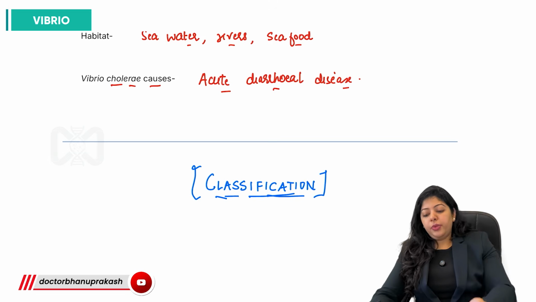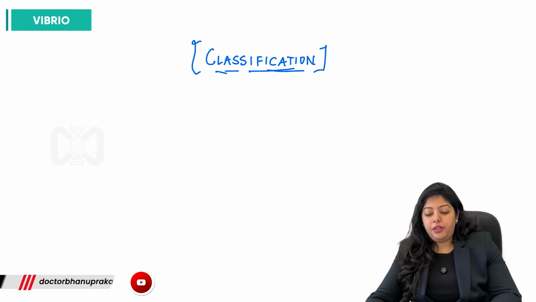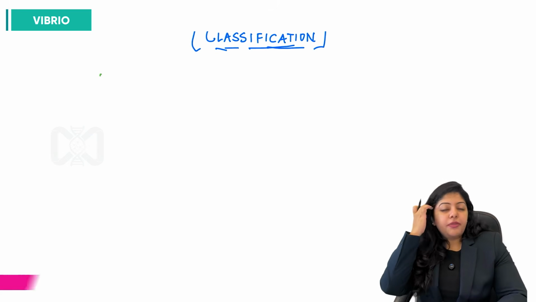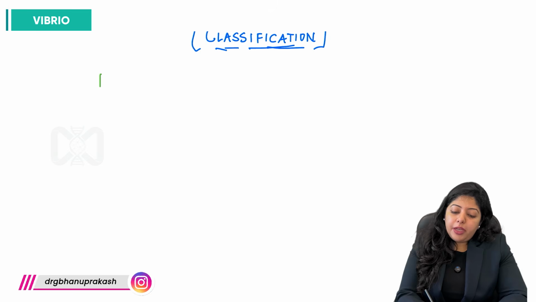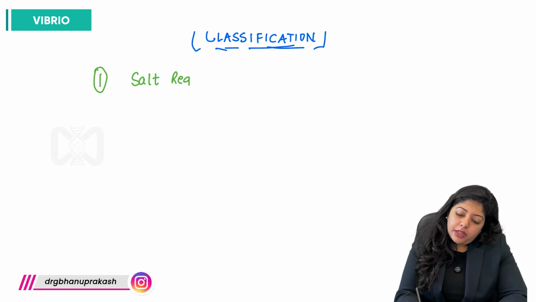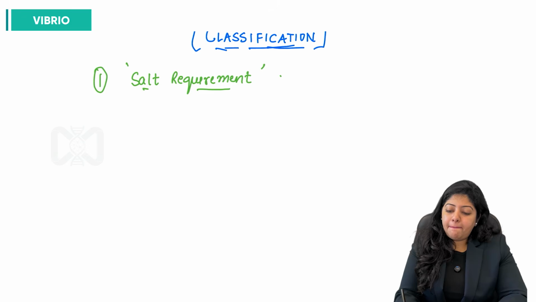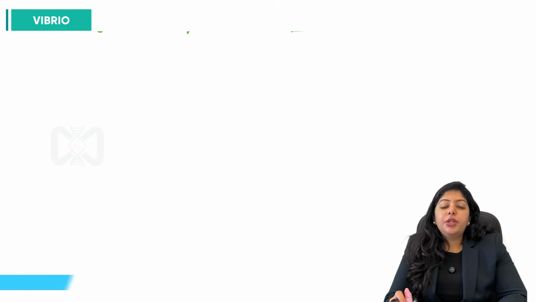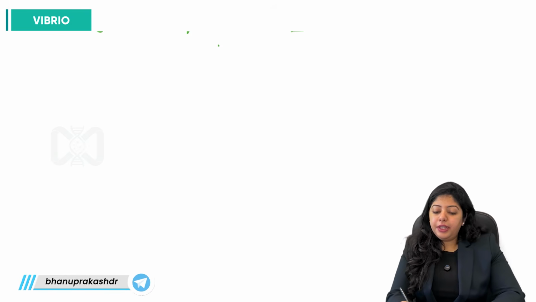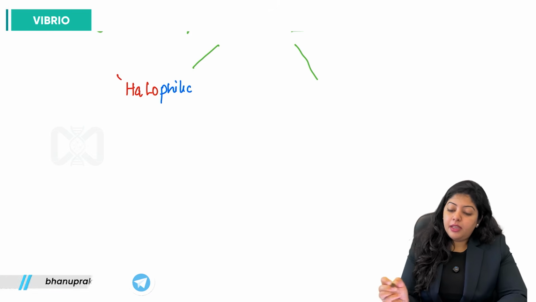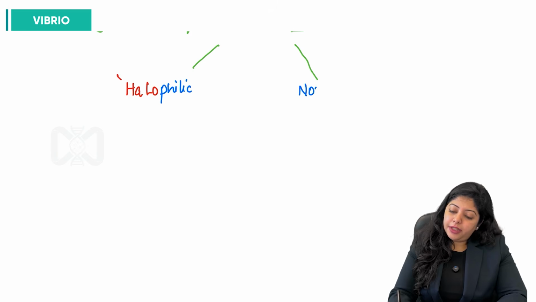So now moving towards the classification of Vibrio. Firstly, Vibrios can be classified on the basis of salt requirement, right? So these Vibrios can be classified as halophilic as well as non-halophilic.